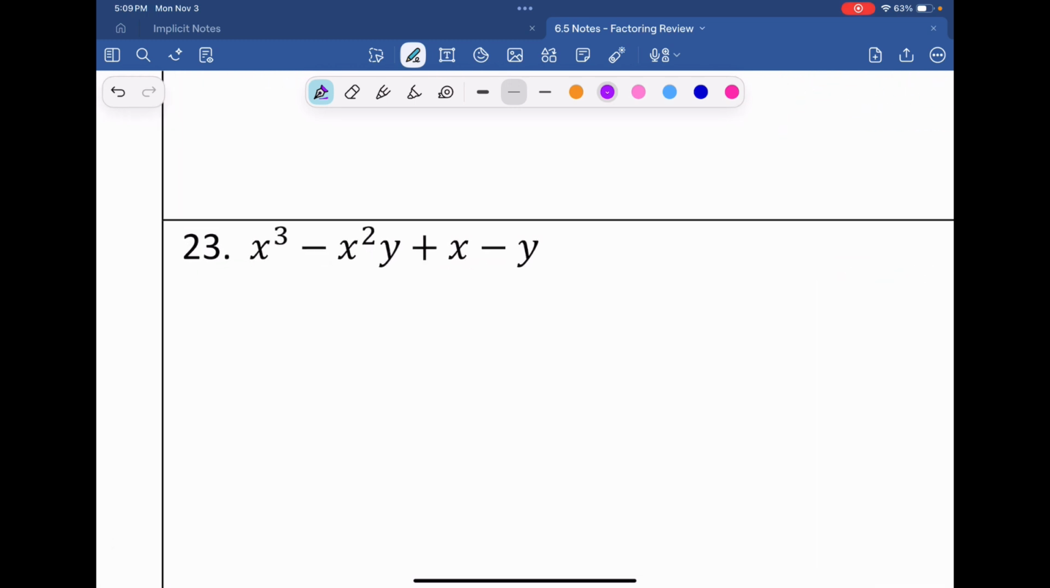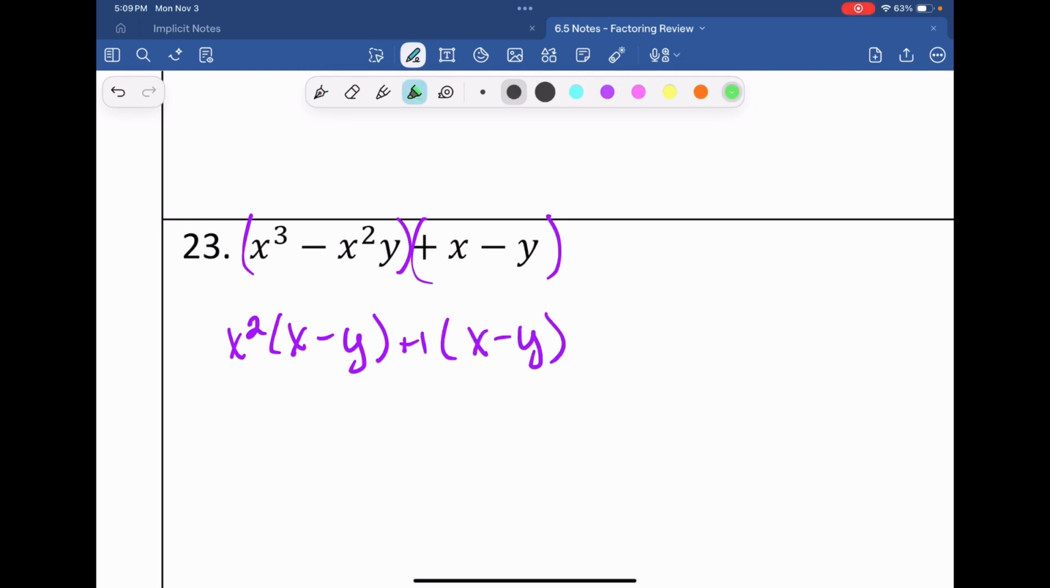Okay, first 2 terms have a GCF. I'm going to go ahead and go. That's x squared. Second 2 terms, positive 1. Common binomial factor. And whatever is left.